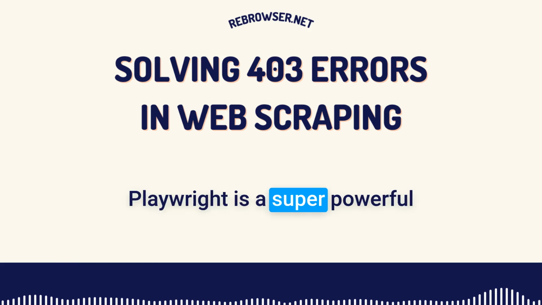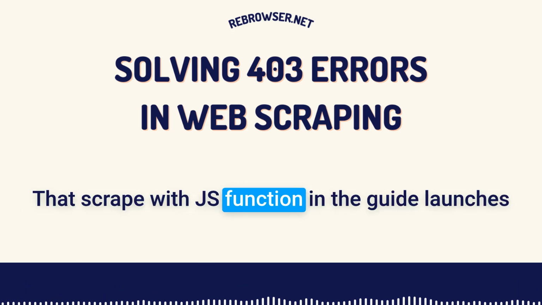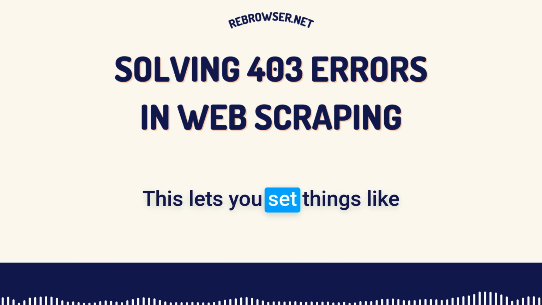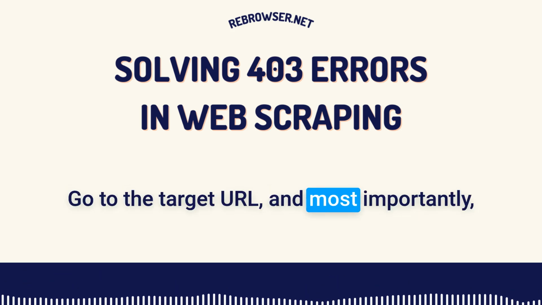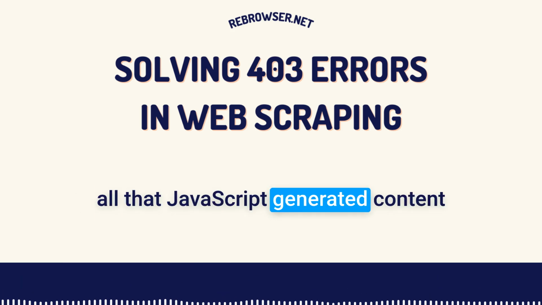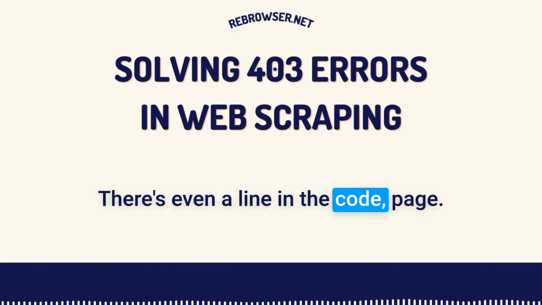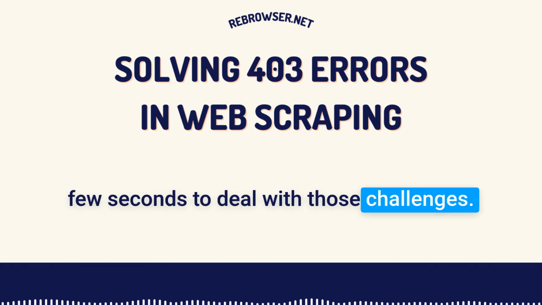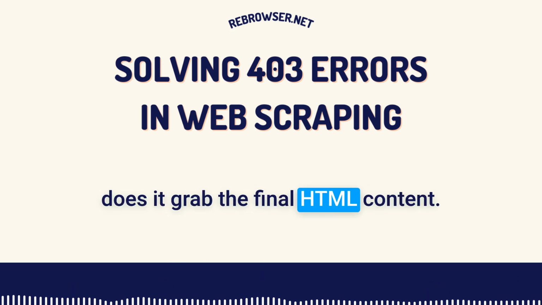Playwright is a super powerful browser automation library. That scrape_with_js function in the guide launches a full Chromium browser behind the scenes. This lets you set things like viewport size and user agent, go to the target URL, and most importantly, wait for the whole page to load, including all that JavaScript-generated content and any security challenges that pop up. There's even a line in the code, page.wait_for_timeout(5000), that gives the page a few seconds to deal with those challenges. Clever. Only after the page is fully loaded does it grab the final HTML content.